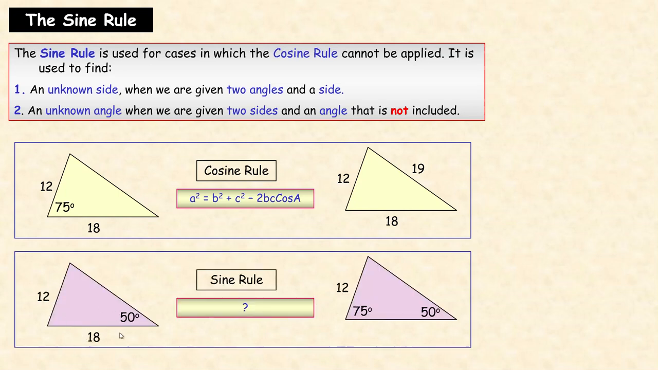Here we've got two sides, but it's not the included angle, so we have to use the sine rule. Or here we've got two angles and a side. So for these type of questions, this one here and this one, you can't use the cosine rule, so we use the sine rule.